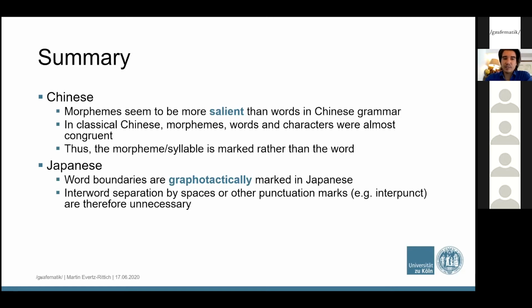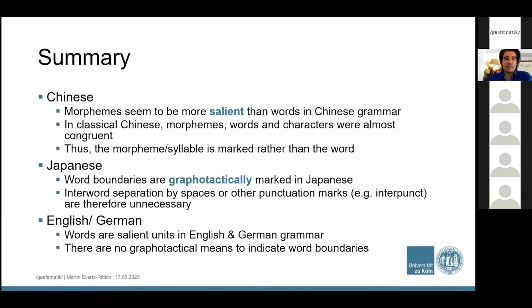In Japanese, word boundaries are graphematically marked. Interword separation by spaces or other punctuation marks is therefore unnecessary. And in English and German, as representatives of alphabetical writing systems, words are salient units in those grammars, but they don't have graphematical means to indicate word boundaries, so they have to go to interpunctation marks such as spaces.